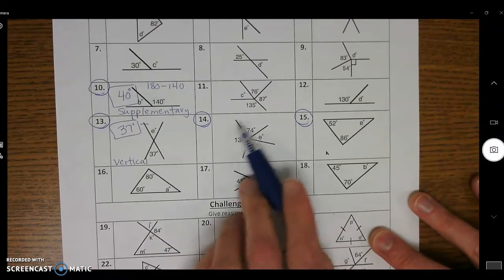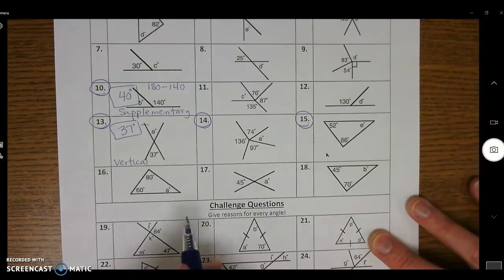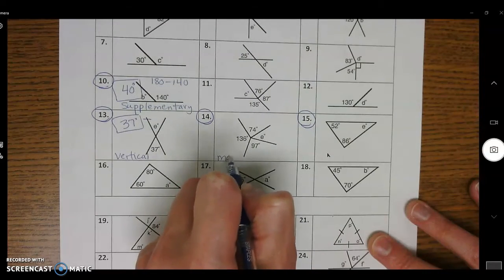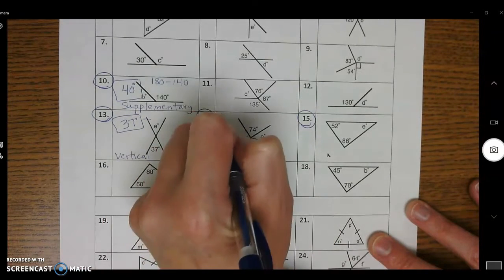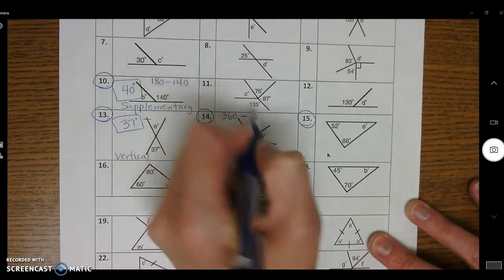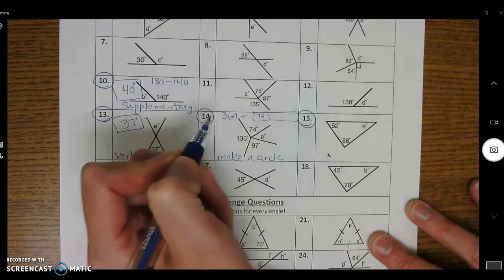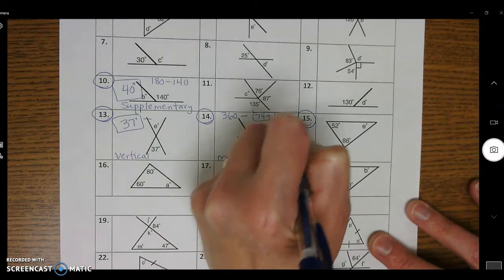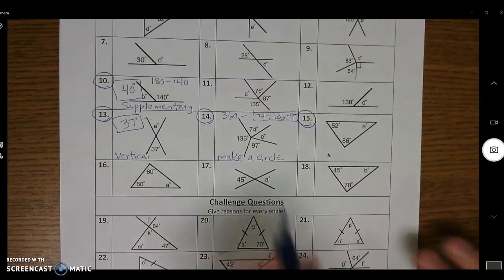Number 14, all of these angles are forming a circle. Circles add up to 360 degrees. So we need 360 minus all of these guys that are here. 74 plus 136 plus the 97. So if we do that real quick, 360 minus 74 minus 136 minus 97 turns out to be 53 degrees.